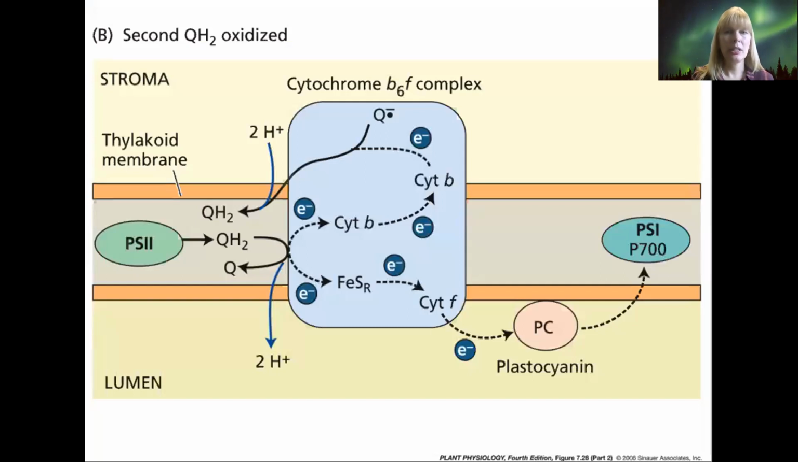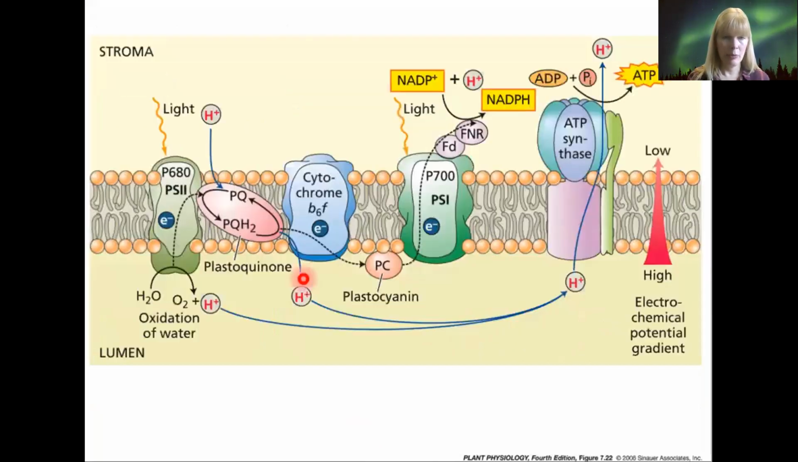So I believe we left off here looking at the linear path, where the plastohydroquinone gives an electron to iron sulfur and cytochrome F. That's all within the cytochrome B6F complex. Then cytochrome F gives it to the mobile carrier plastocyanin, which moves along and hopefully finds photosystem 1. So here it is again, where plastocyanin is moving over to photosystem 1.